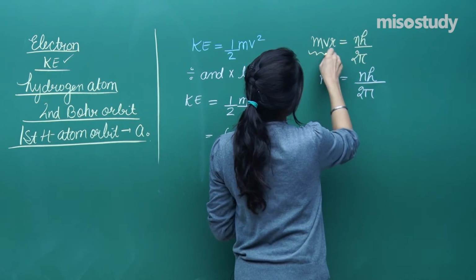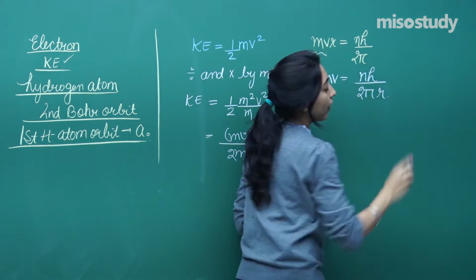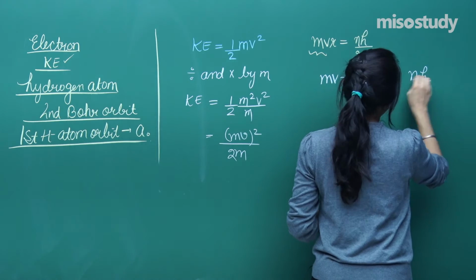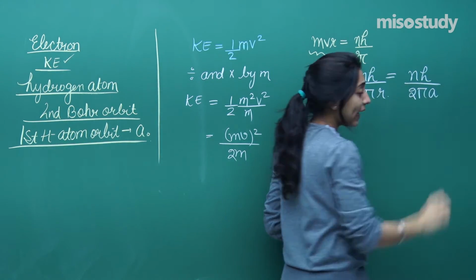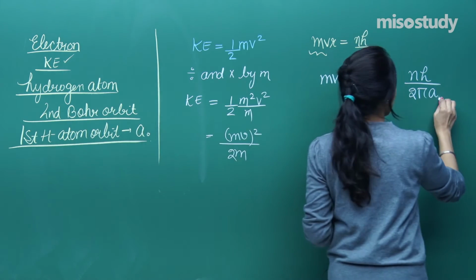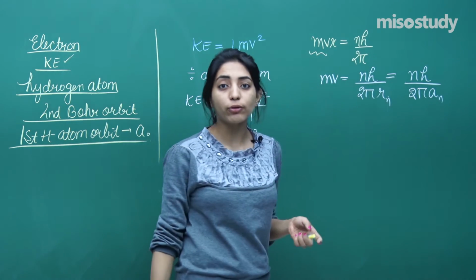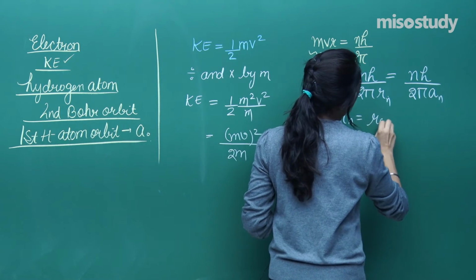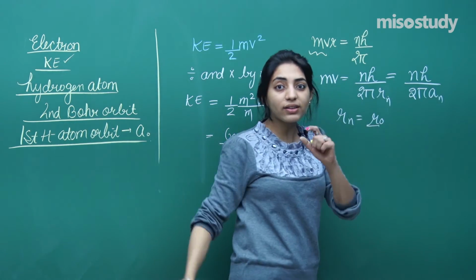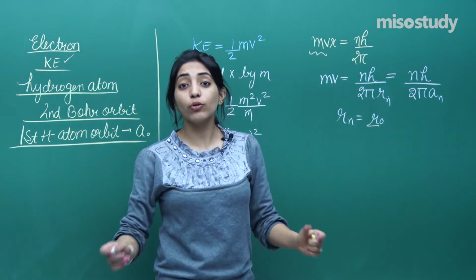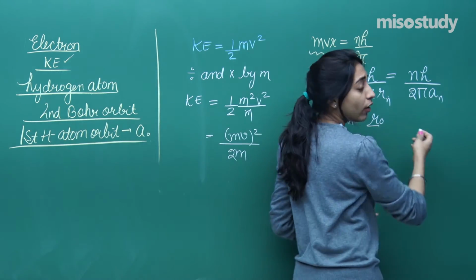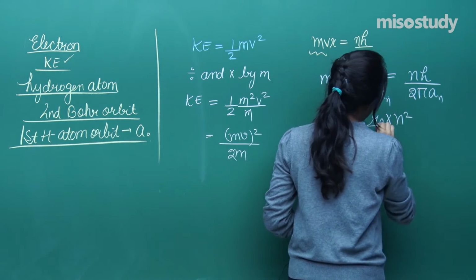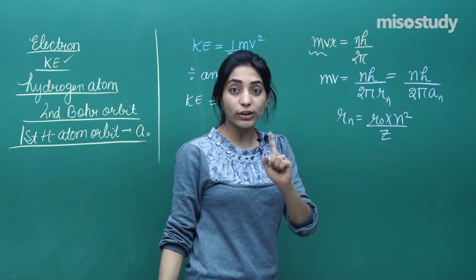So keep mv on the left hand side, you will get nh by 2 pi r, right? Now we know this r can also be written as nh by 2 pi a, where a may be the radius of nth orbit of the hydrogen atom, right? Now guys, you do agree, right? Rn is equal to R naught into what? Into n square by z or into z square by n? This was the question. So Rn is equal to R naught into n square by z. Okay, you need to remember.